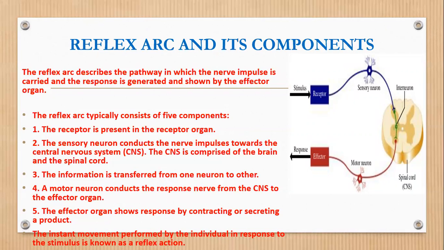The first is the receptor, which is present in the receptor organ. Next, the sensory neuron conducts the nerve impulse toward the CNS, and the CNS is comprised of the brain and the spinal cord. The information is transferred from one neuron to another. And a motor neuron conducts the response nerve impulse from the CNS to the effector organ. The effector organ shows a response by contracting or secreting a product. The instant movement performed by the individual in response to the stimulus is known as the reflex action.